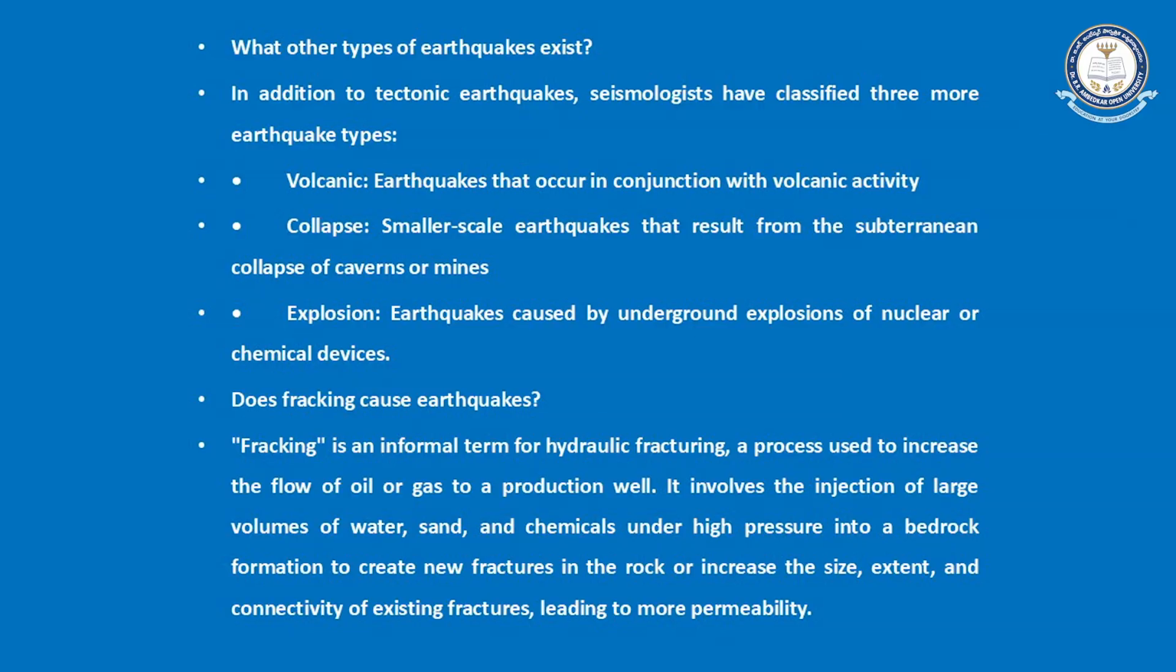When an earthquake occurs, different types of energy waves are generated. We have P waves, which are known as primary waves. We have S waves, which are known as secondary waves. We have surface radial waves which travel parallel to the earth's surface.